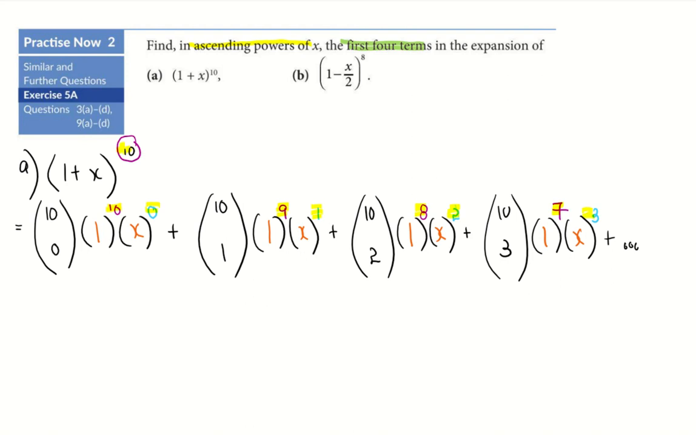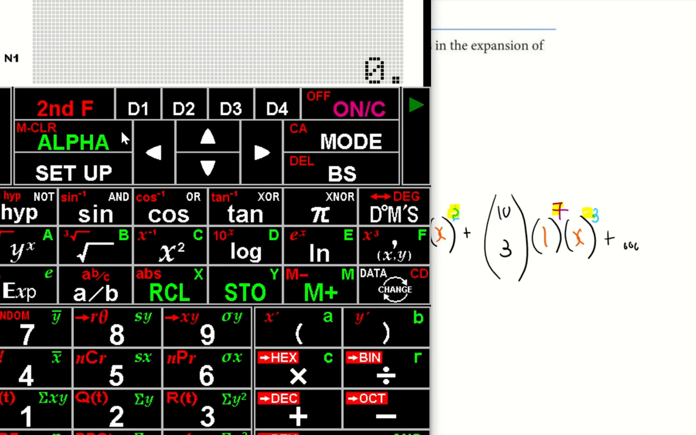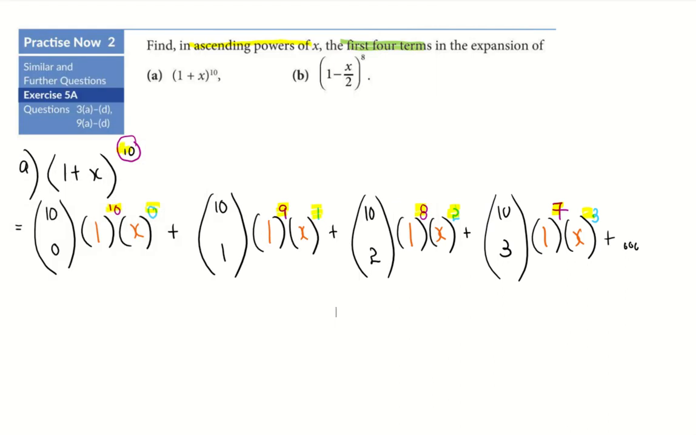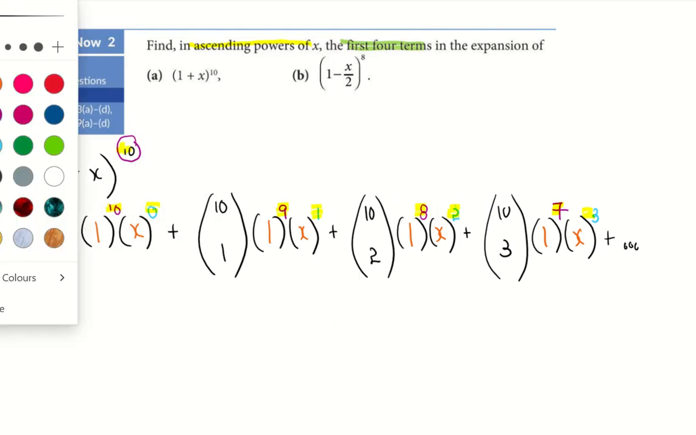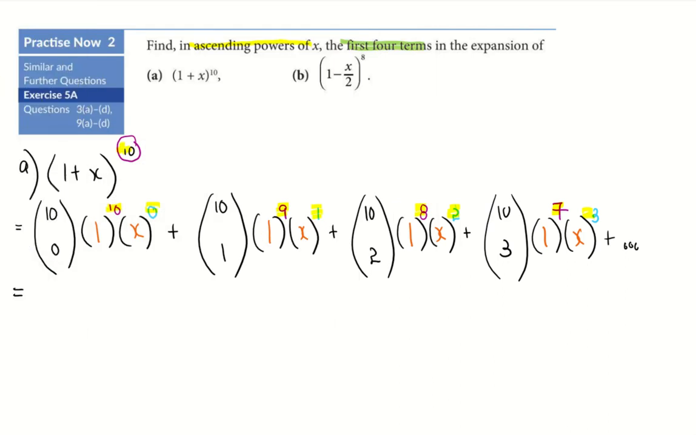So my next job is very simple. I just have to press the calculator. Alright, so let me press the calculator. 10 choose 0. That's my first one. I get 1. So let me write down number 1. 1 to the power of 10 is just 1. X to the power of 0 is just 1.